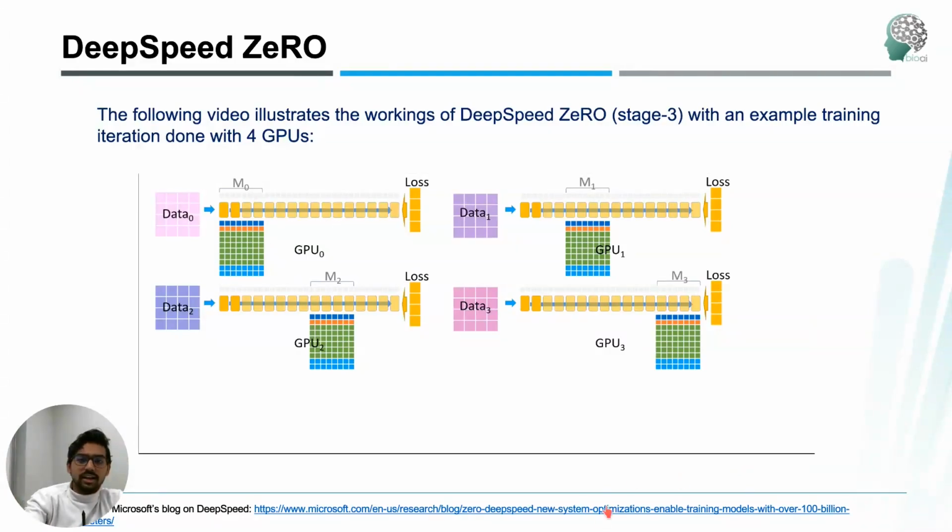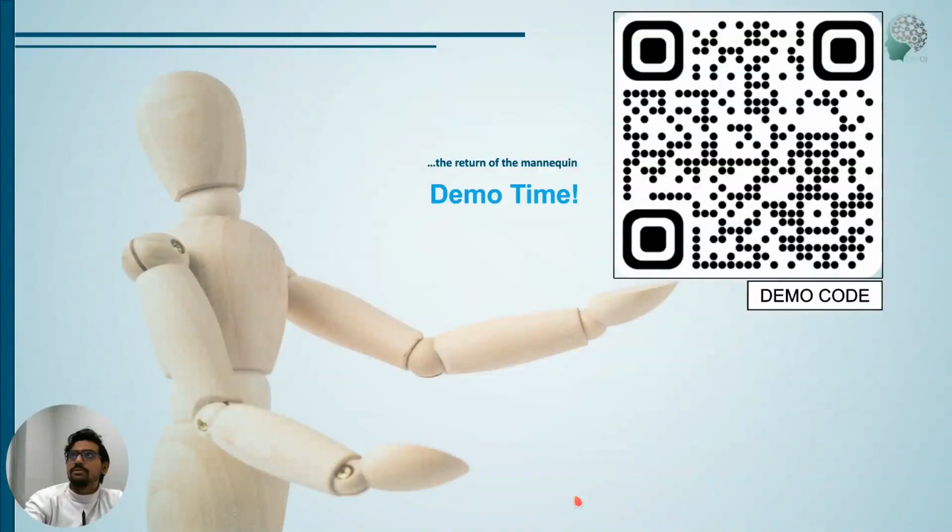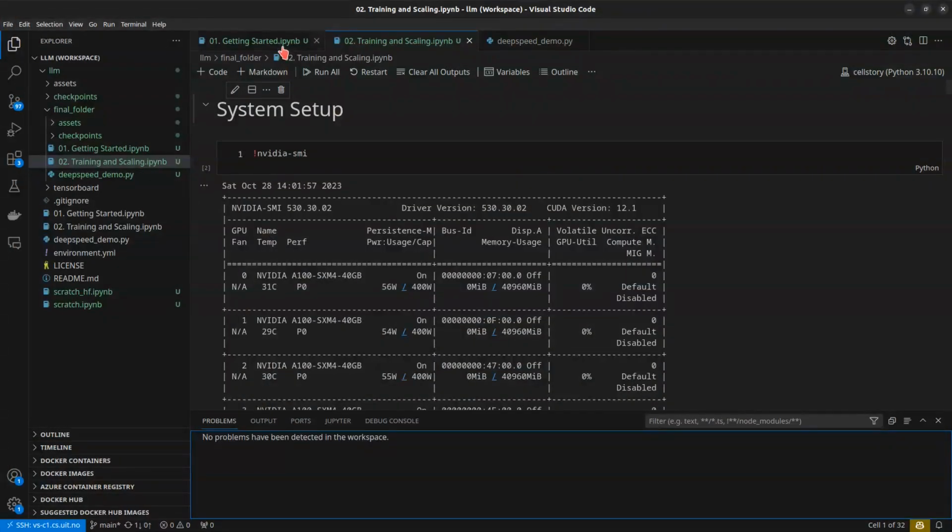And the next slide should just be for the demo. This is the QR code in case you want to access the code yourself and then run your own experiments. My camera will disappear.